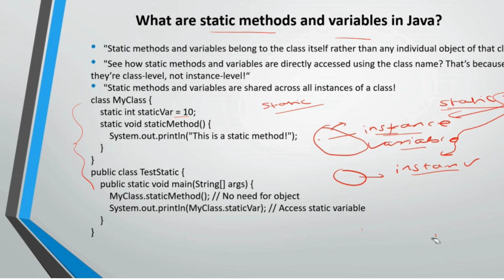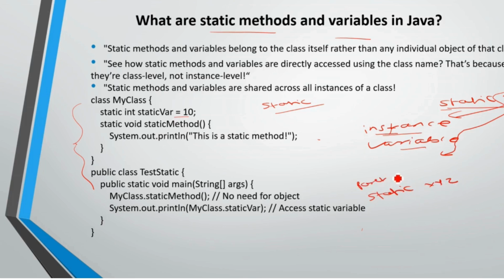Okay. There is one more conclusion, which is if both child and parent have a static method with the same name, then the child class method will hide the parent class method. Suppose static xyz is in the parent, and in the child we also have static xyz. Then the child class method will hide the parent class method, which is called method hiding.